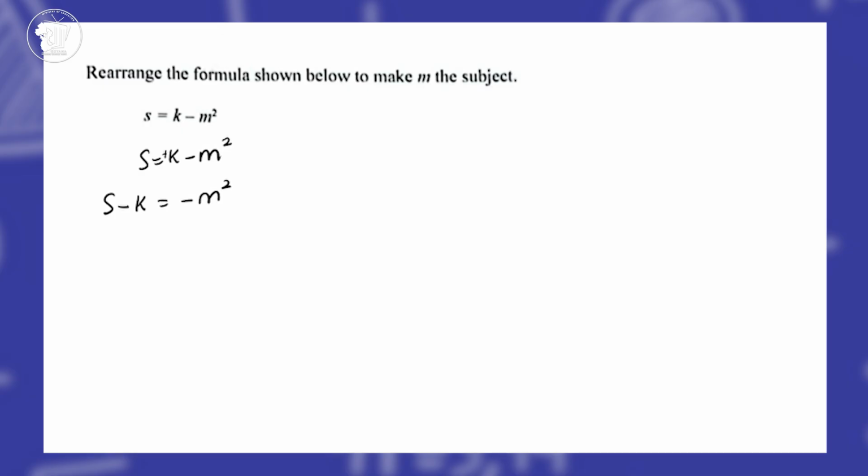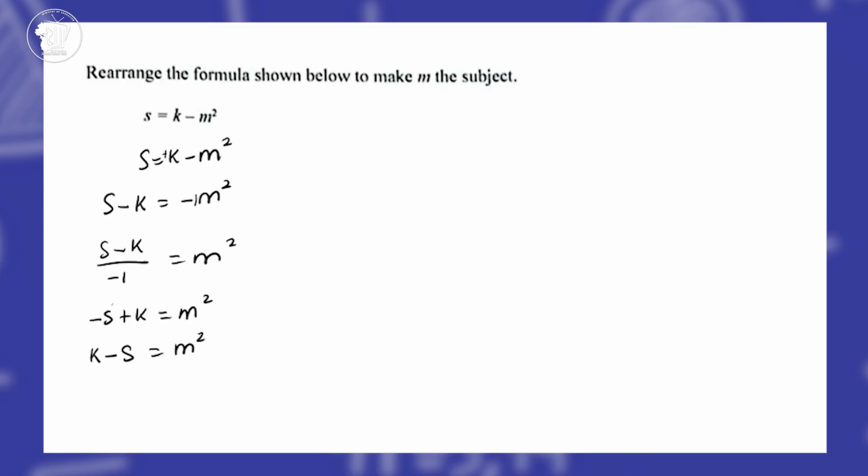The next thing we want to take over is this negative here. It's like if you have a negative 1. This negative 1 is multiplied, and we take it over to divide. So this will be s minus k, all divided by a negative 1, is equal to m squared. This negative 1 will just flip the signs of everything at the top. So this will become negative s plus k is equal to m squared. We can reshuffle this and write it as k minus s is equal to m squared.